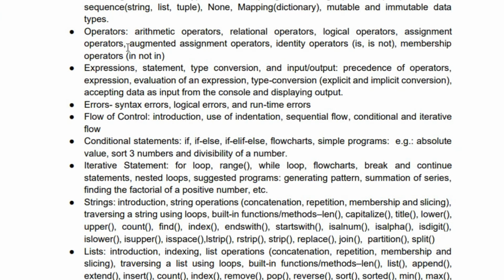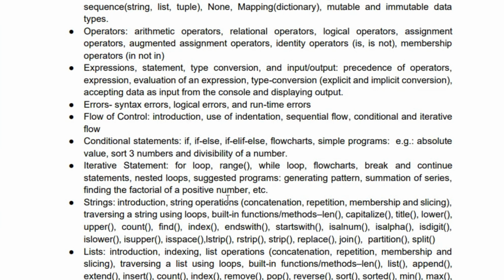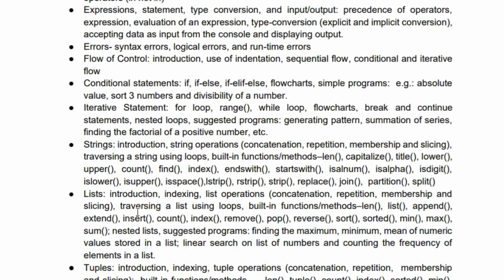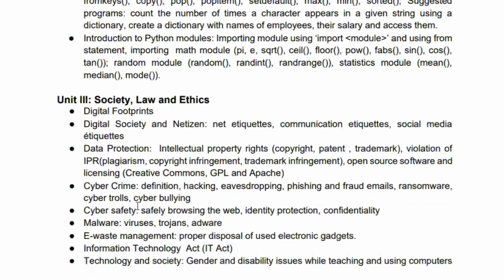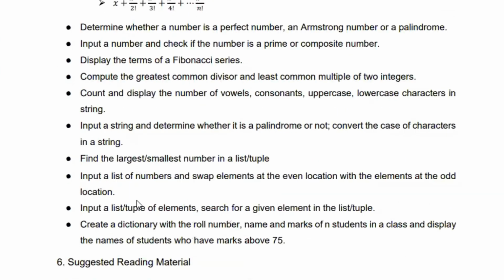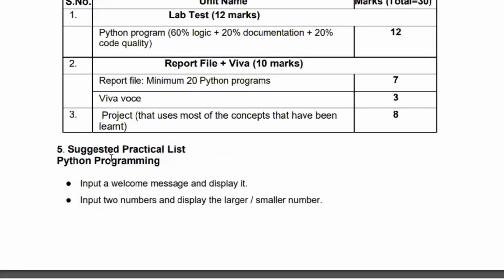You can see here, all subtopics are given in detail. Even small portions are mentioned, like operators, arithmetic operators, relational operators. It is mentioned properly which operators you have to study, or which portions under each topic you have to study. It is properly mentioned in the syllabus. So this is the class 11 syllabus. In the same way you have class 12.